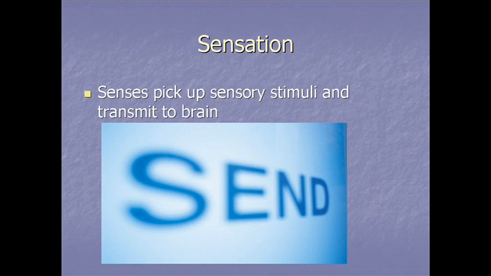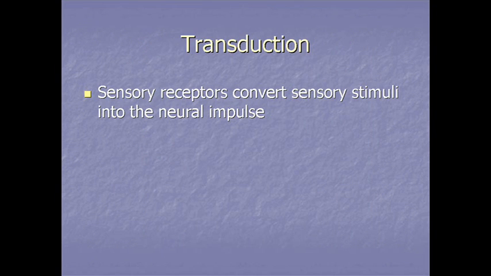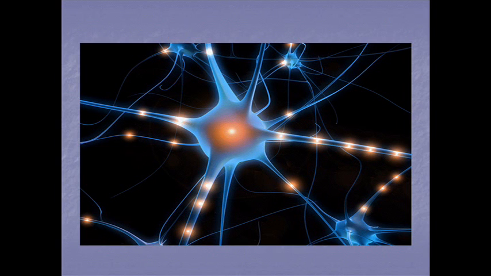We define sensation as the process by which the senses pick up visual, auditory, and other sensory stimuli. These sensory stimuli are then transmitted to the brain. This is done by the process of transduction. Think about this. Everything you can see and hear, taste, touch, and smell, is converted by the sensory receptors, your eyes, ears, tongue, skin, and nostrils, into the neural impulse. The neural impulse is the electrochemical language of the brain. The impulse is then transmitted to the appropriate lobe of the brain.